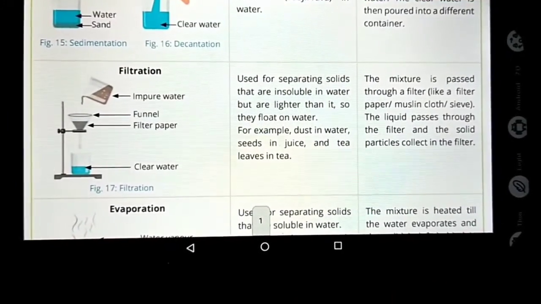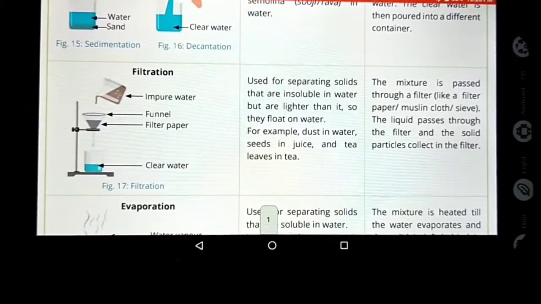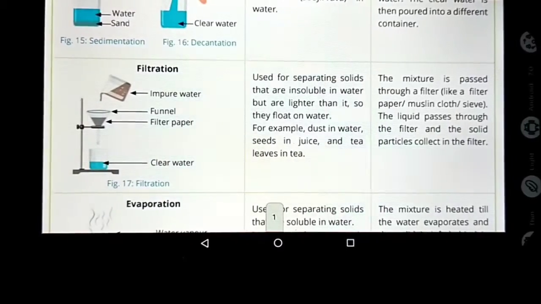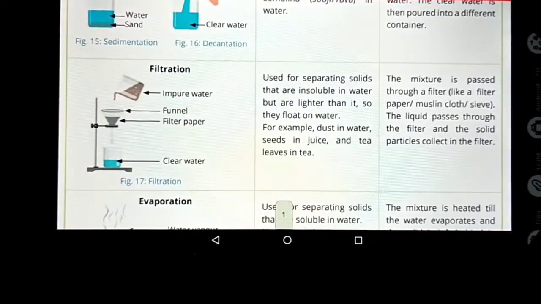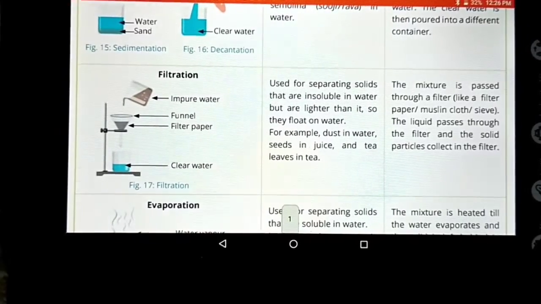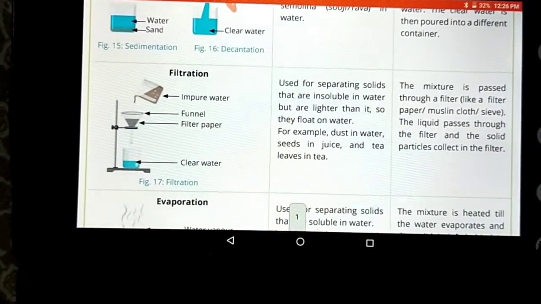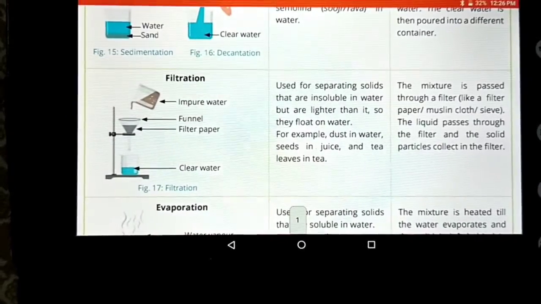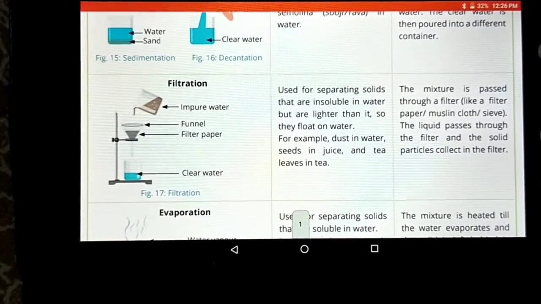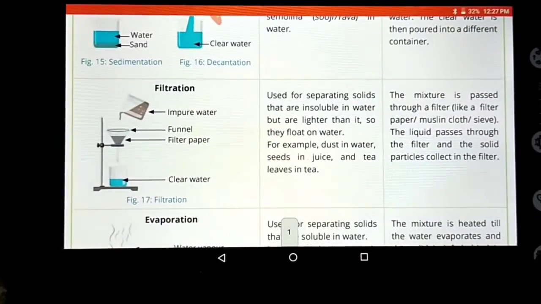The second method is filtration. It is used to separate those solids which are lighter in water, so they float on the water. You can see in the figure, we pour the impure water into a funnel which has filter paper. What will happen when we pour the impure water? The filter paper stops the solid particles and it allows clean water to pass through it.